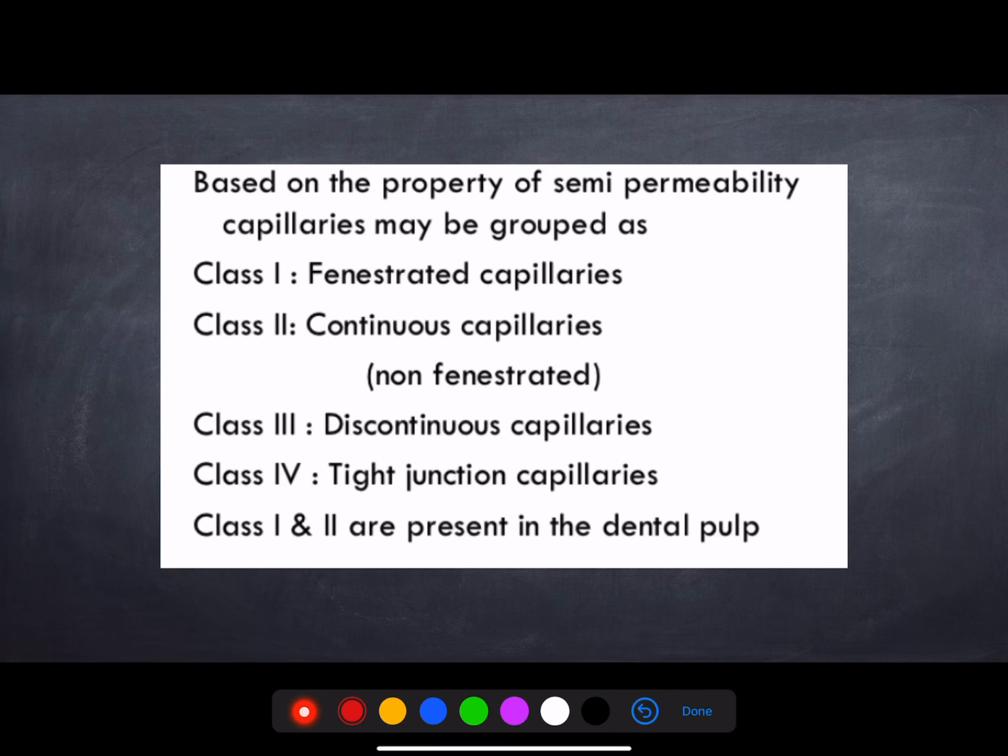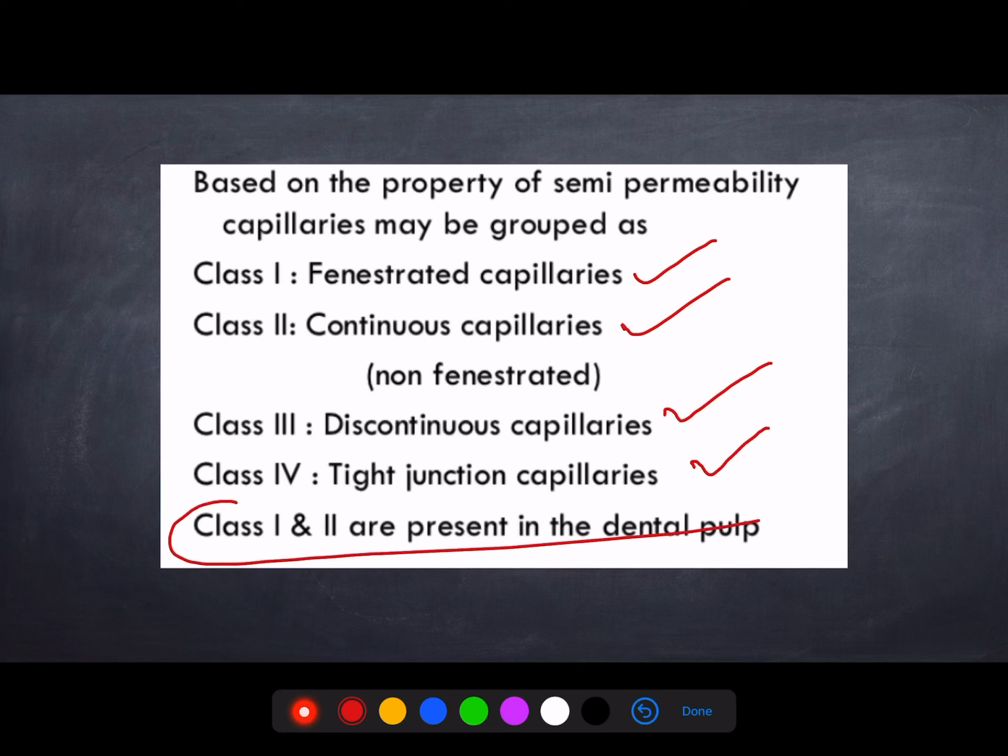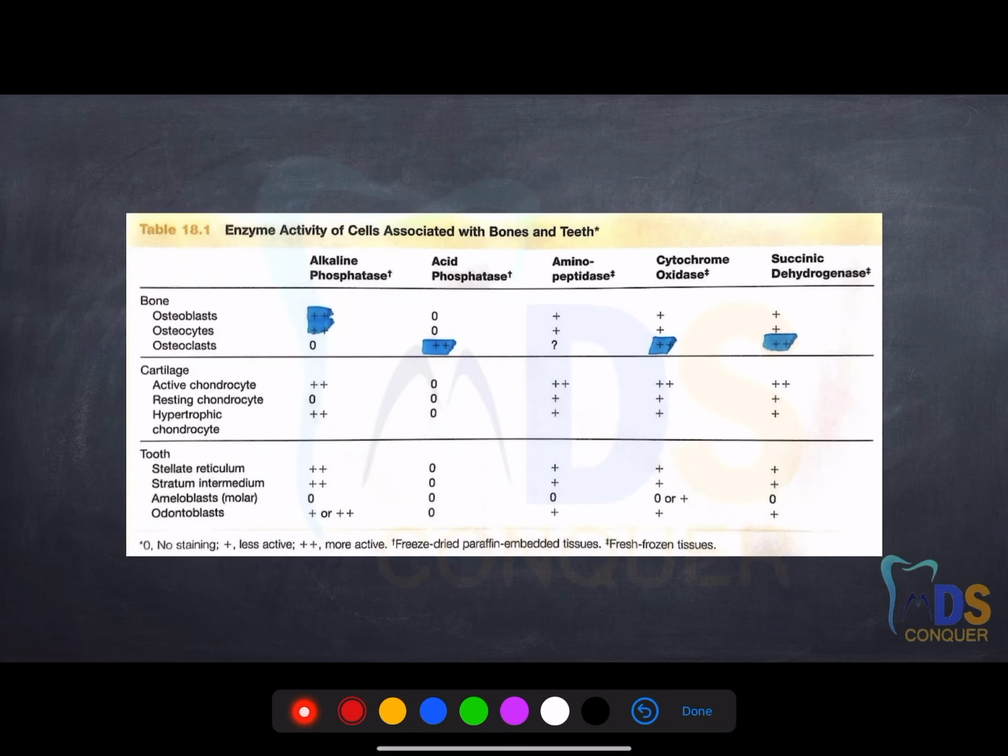And coming to this, these are the blood capillary systems which are present in the body. The first one is fenestrated capillaries, the second one is continuous, the third one is discontinuous, the fourth one is tight. All four types are present in the human body. When you're talking about the dental pulp, the first and second, that is the fenestrated capillaries and the continuous capillaries, are most common in the dental pulp.